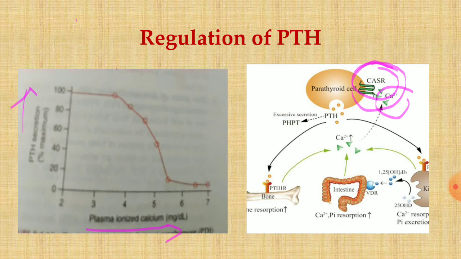And magnesium. Magnesium maintains the PTH secretory response. So in hypomagnesemia there occurs hypoparathyroidism, or impaired parathyroid release phenomenon. So these are the regulators of PTH release.